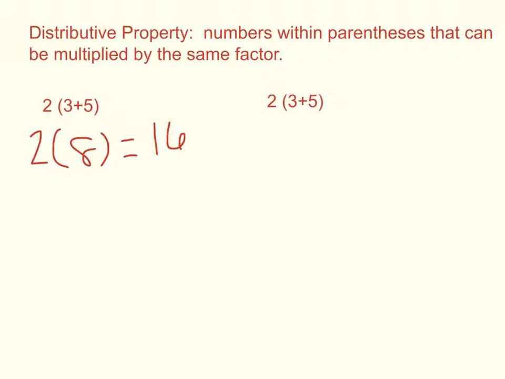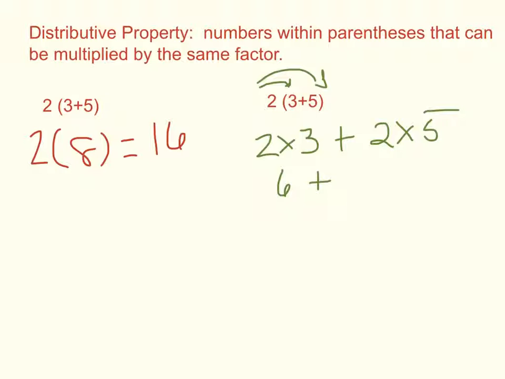The second way to solve this problem is using the distributive property, what this lesson's about. So, we know with the distributive property, the numbers within the parentheses are multiplied by the same factor that is outside the parentheses. So, we're going to have 2 times 3 plus 2 times 5. We know 2 times 3 is 6, plus 2 times 5, which is 10. 6 plus 10 is 16.